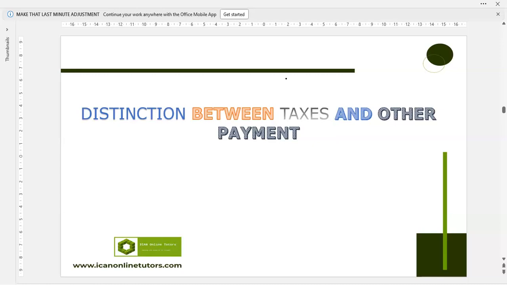So let's move to the differences between tax and other payments. Let's say collections, levies, surcharges, and the likes. So before we move forward, any question? Hope I'm not being fast.